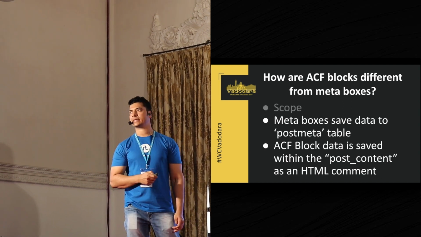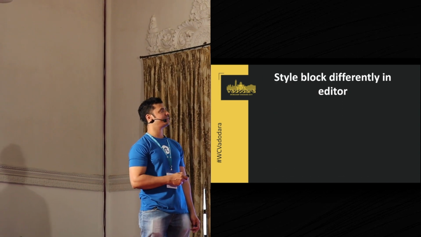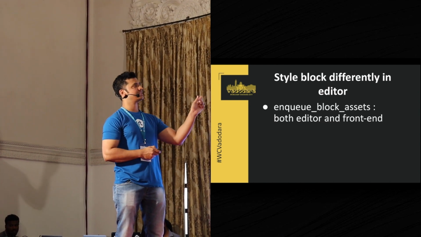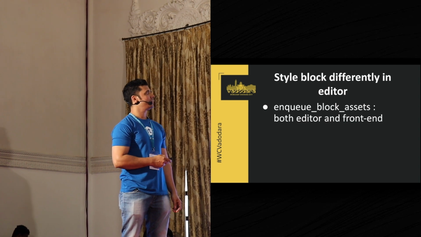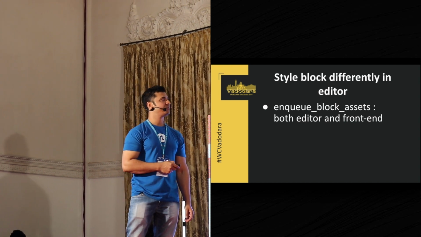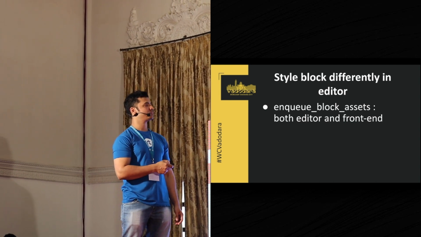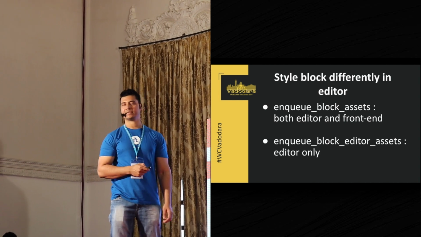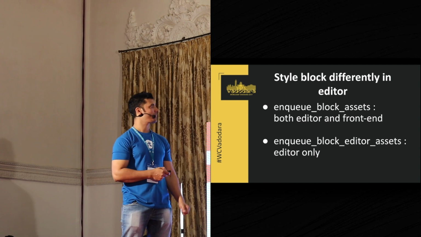Style blocks differently in editor. How do we do that? Well, there are two hooks available. One is enqueue block assets. Basically, this is the property name, actually, not hook. And this is used for both editor and front-end styles and scripts. And this one is only for editors. If you want to style your blocks differently in editor, this is how you can use it.